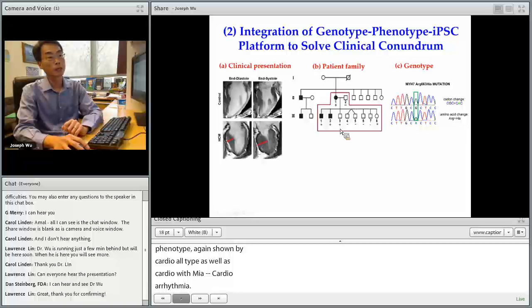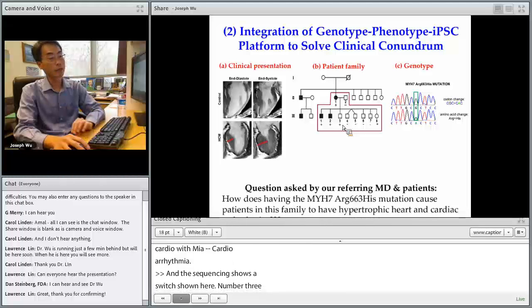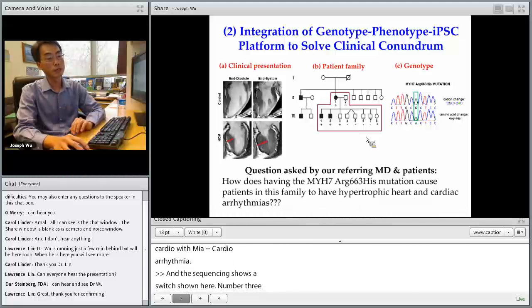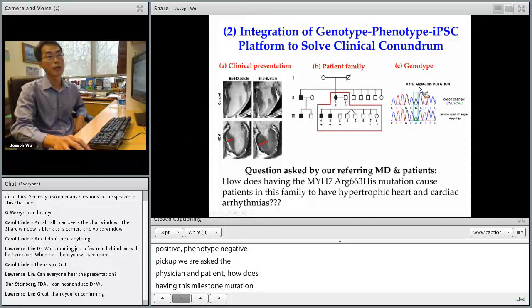Now, kid number 3 and kid number 8 are also genotype positive but phenotype negative. So we were asked by our referring physician and the patients, how does having this myosin heavy chain 7 mutation cause cardiac arrhythmia and a hypertrophic heart in these patients? And how do we know for sure that this is the actual mutation that caused the phenotype?